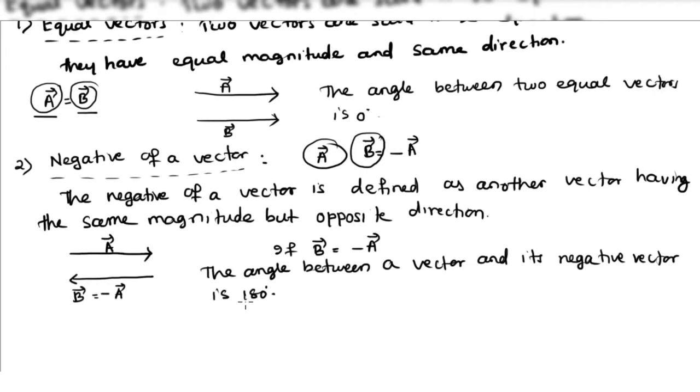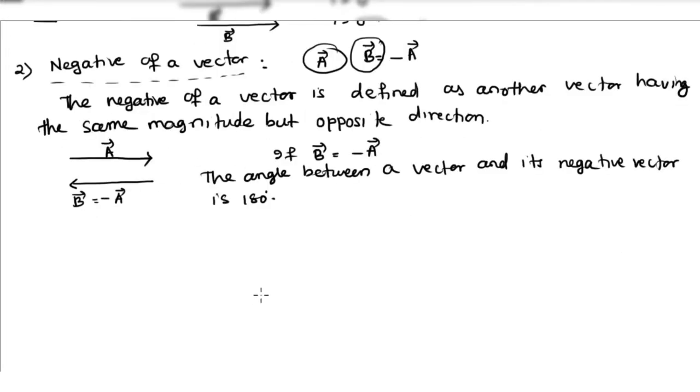Is that clear? Now we'll go to the third definition. The third definition is collinear vectors.